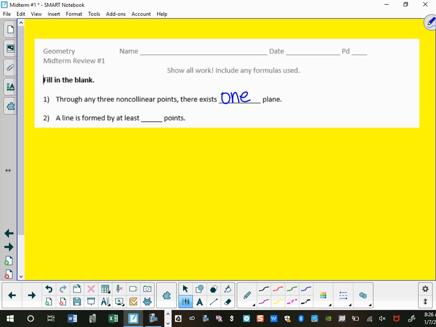So then a line is formed by at least 2 points. Back to September. That's stuff that we should know.